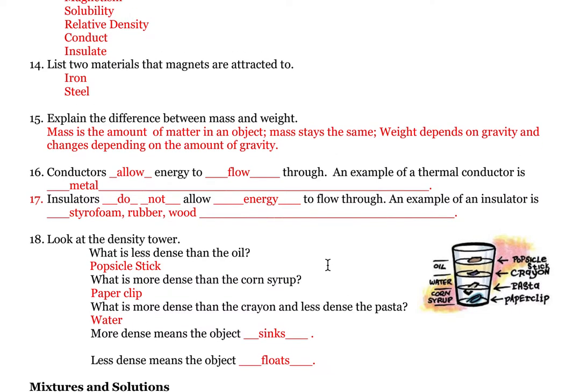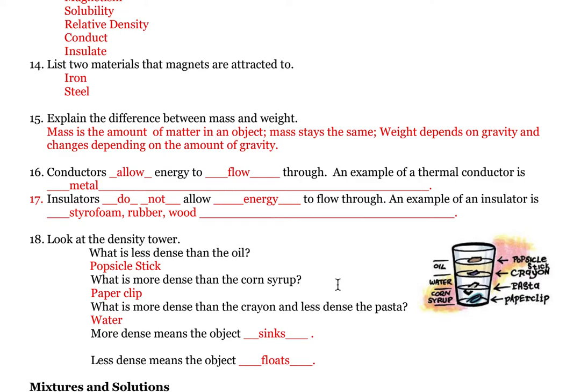Number 18, let's talk about density. Look at the density tower. Over here is the density tower. It has objects and liquids in it. What is less dense than the oil? So look at the oil, and right here you have a popsicle stick floating on the oil. So oil is more dense than the popsicle stick. So what is less dense than the oil? That is the popsicle stick.